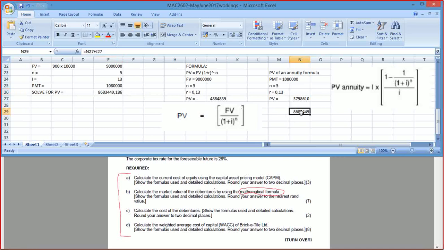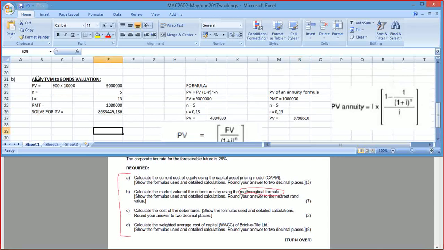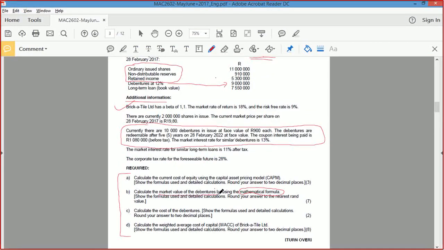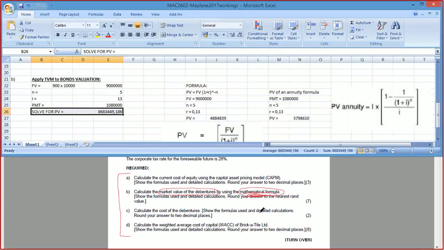See that? Yes, sir. Now the thing is, I don't know how picky they're going to be in terms of, are they going to mark you wrong if you just show this, but then you get the right answer? UNISA has to confirm that. I don't know if they would tell you what they're going to be allocating marks for. Because you got the market value of the debentures. But if they're saying using the mathematical equation, are they going to penalize you if you don't use the formula, but then you get the right answer? I don't know.